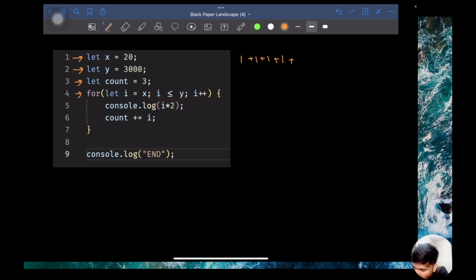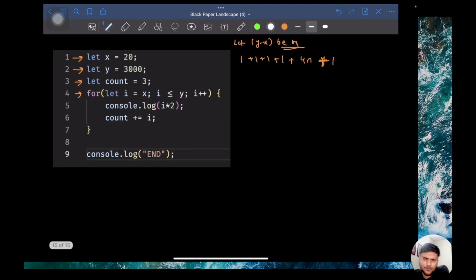Let's say, how many iterations will be there? Let y minus x be n. Let's say the number of times the for loop is going to execute is n. So in every execution, there are 4 instructions. So can I say this is 4n plus line number 9, which is just a console.log. Let's say 1.